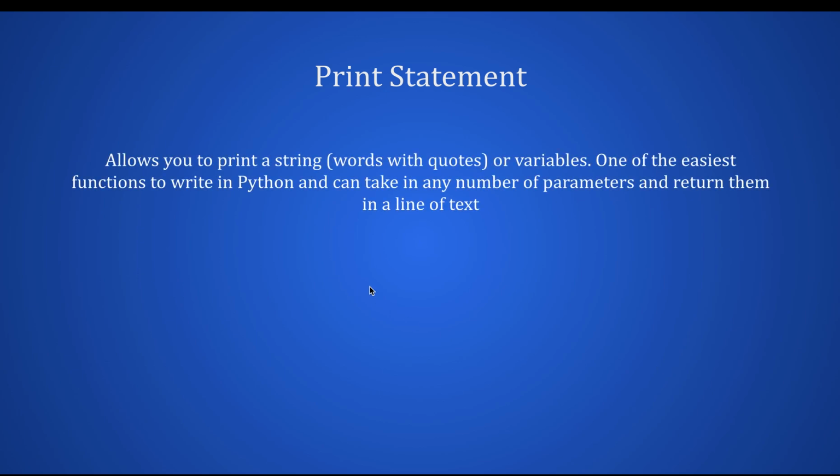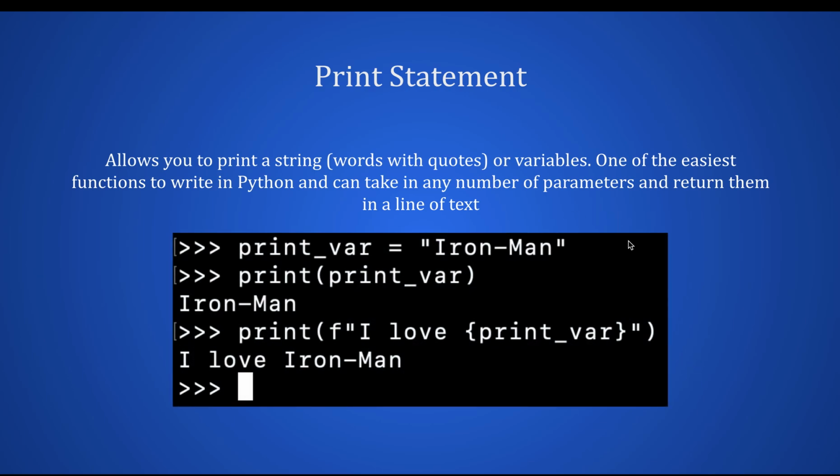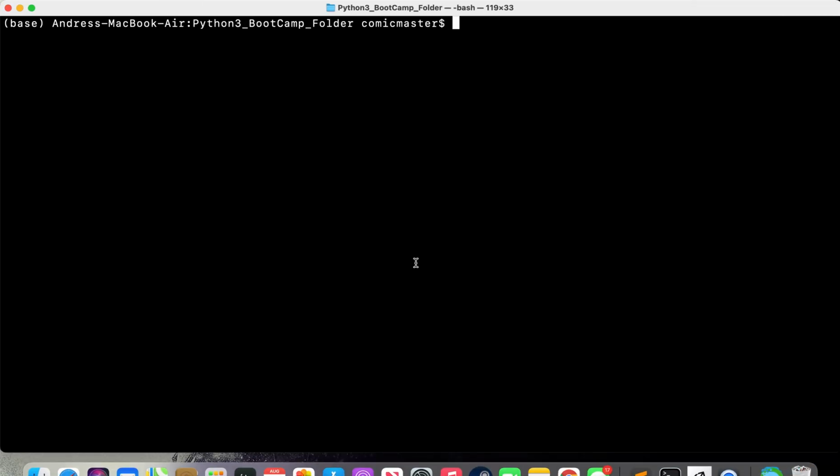The print statement allows you to input a string, which is words with quotes, or variables, which I'll explain later on. And it's one of the easiest functions to write in Python. Here I've drafted an example of the print statement in the terminal, and I will show you how to write this right now. So if I jump in my terminal, and it's a clean slate, all you essentially have to do, if you have your terminal open, you're in the home directory.